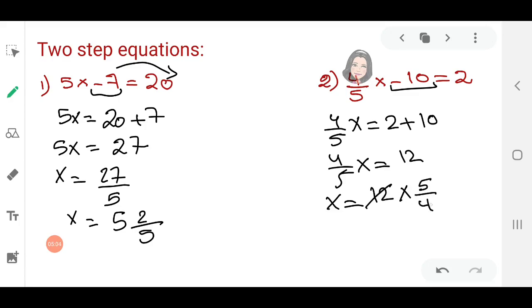Any simplification? Yes. 4 and 12, divide both by 4. This is a 1 and this is a 3. So x is equal to 15 out of 1. That is equal to 15.